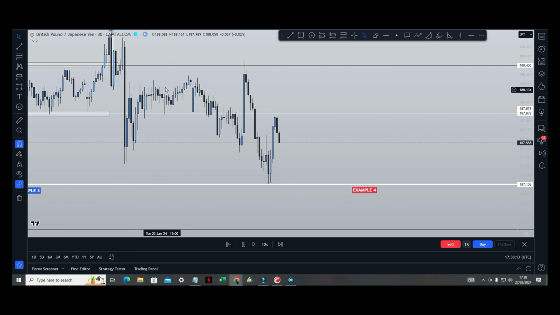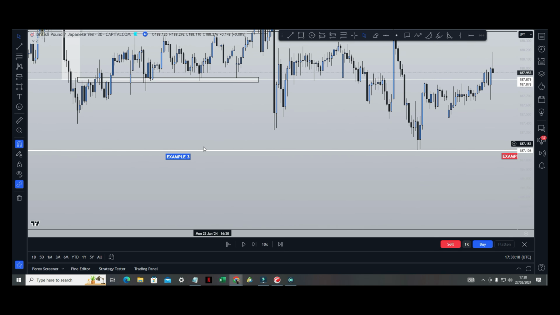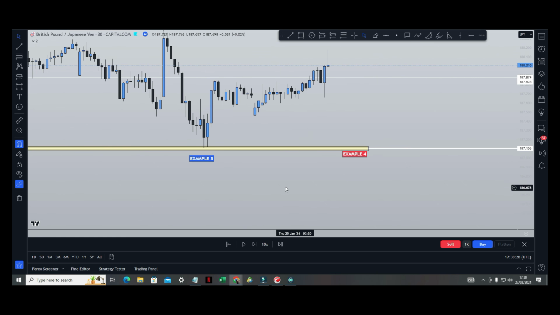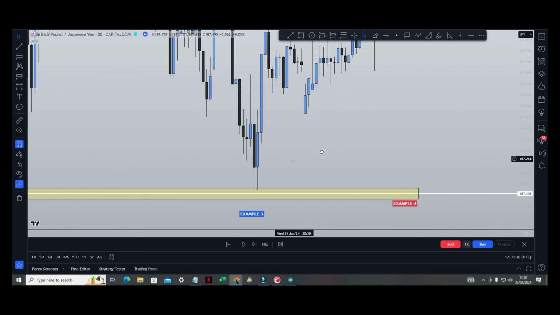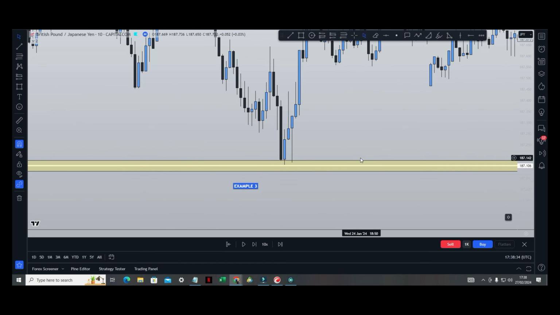Now obviously the market's choppy here, I don't like this, but I'm not trading here. Okay, let's grab example 3. Remember the 4-hour, we drew our 4-hour zone. Look at this, price has come back down here, right? Now what do we do? Break it down to a smaller time frame.